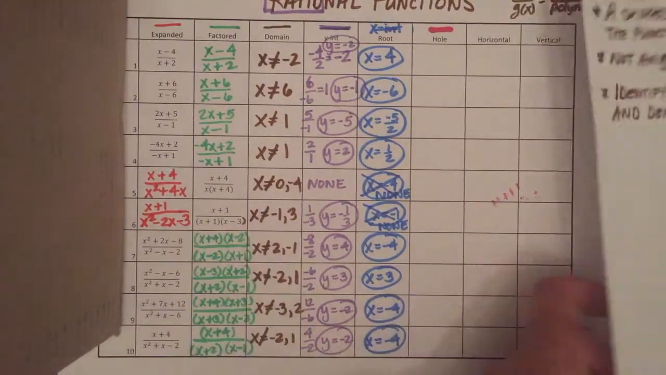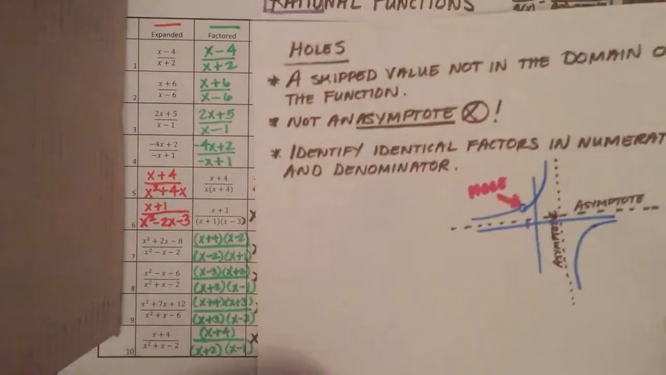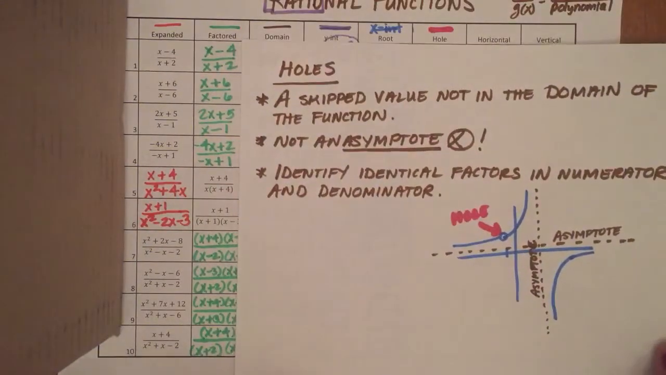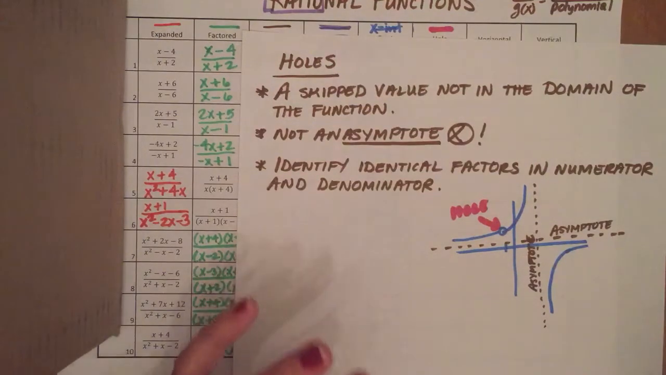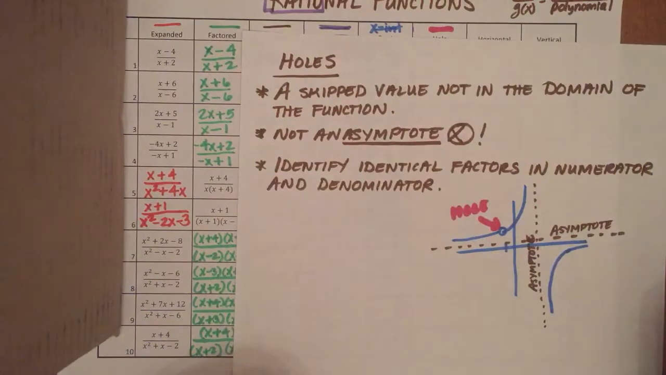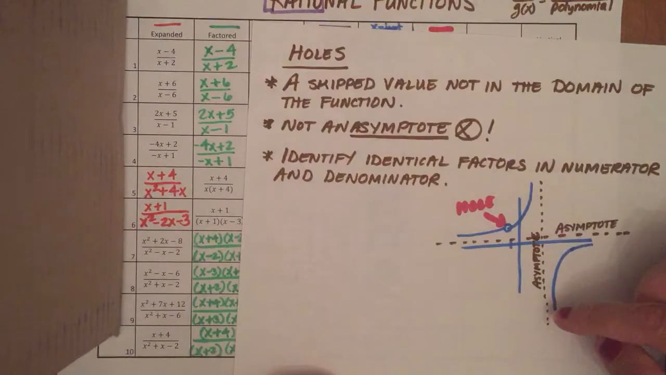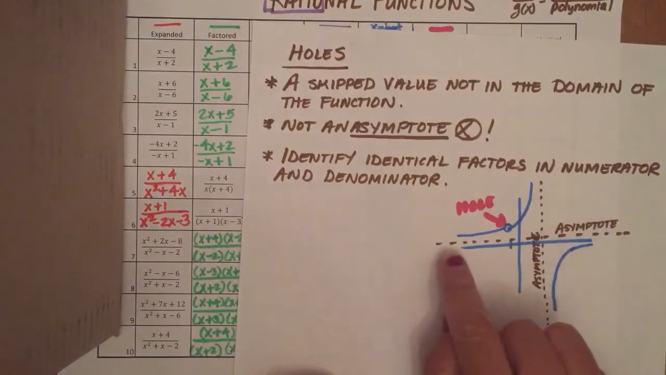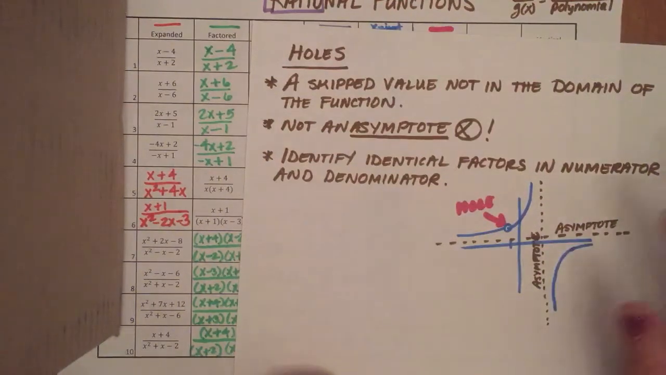Now, there's a difference between a hole and an asymptote. So let's look at the picture here. A hole is a skipped value not in the domain of the function. It is something that is not in the domain. It is a point that is just skipped over. If you look at the graph, we have asymptotes, and I gave you an example of two asymptotes. I graphed a sample function here. You have an asymptote here, a horizontal one, and a vertical one. Those are lines that the function will approach but never reach.